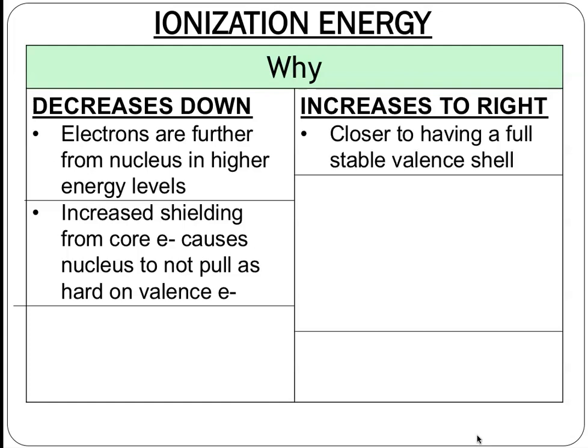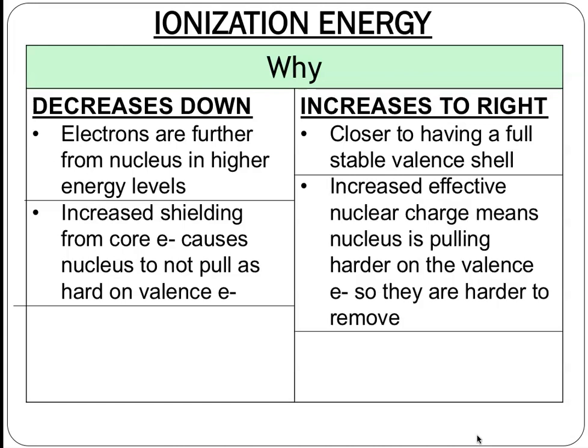Going to the right. Well, closer to having a full stable valence shell. Plus, the radius is getting smaller. The valence electrons are closer and closer to the nucleus. It's a stronger attraction. Increase Z effective, stronger Z effective, stronger attraction. If it's a stronger attraction, it's that much more difficult to remove electrons from an atom. Questions on ionization energy?